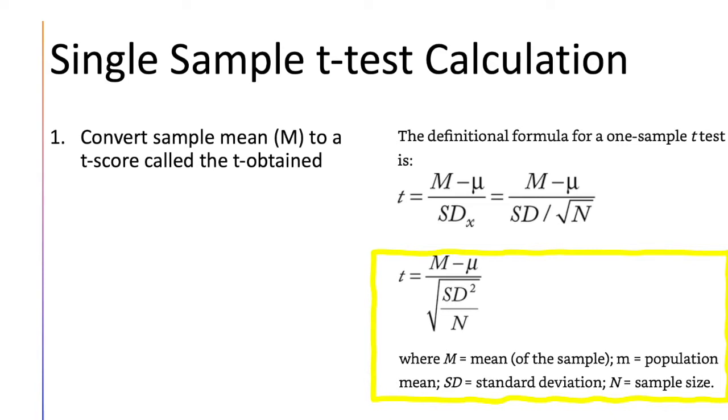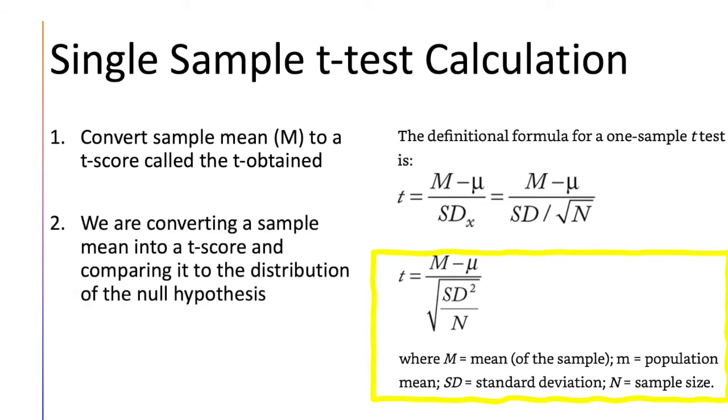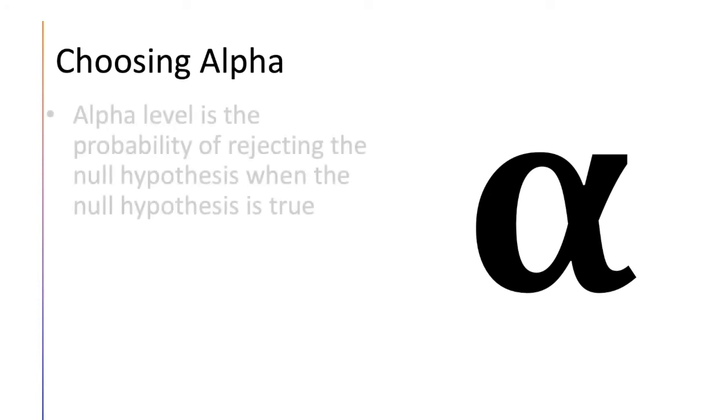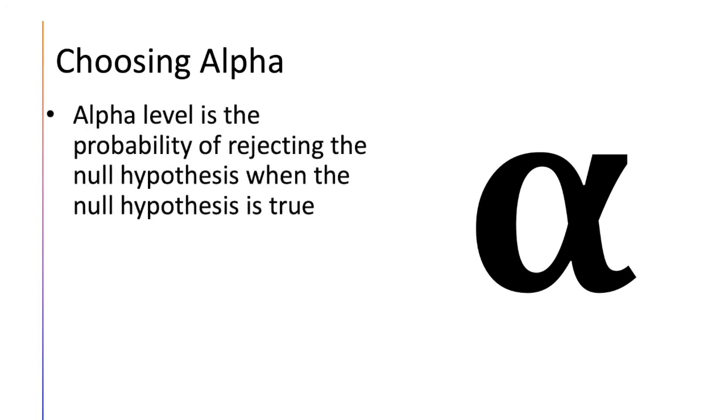Once you've calculated your t obtained, what do you do next? Thinking back to our steps. Oh, well, let me say this first. We're converting a sample mean into a t-score, and that's going to allow us to compare that on the distribution of the null. You know that. That's step 2. What's step 3? We got to choose our alpha. And I remind you that the alpha is the probability of rejecting the null hypothesis when the null hypothesis is true, which is a fancy way of saying type 1 error.